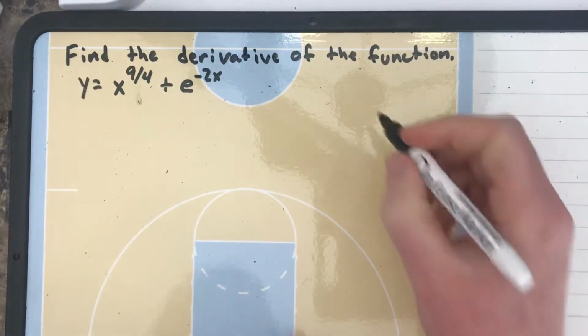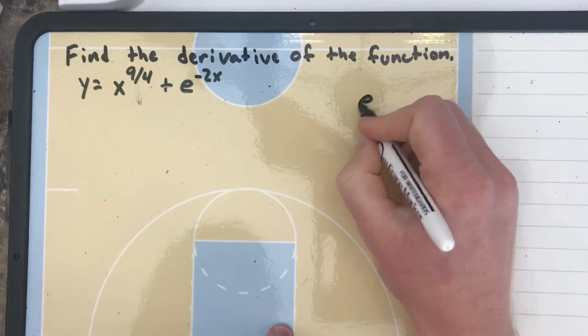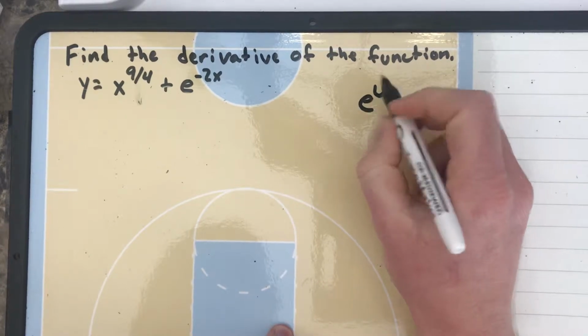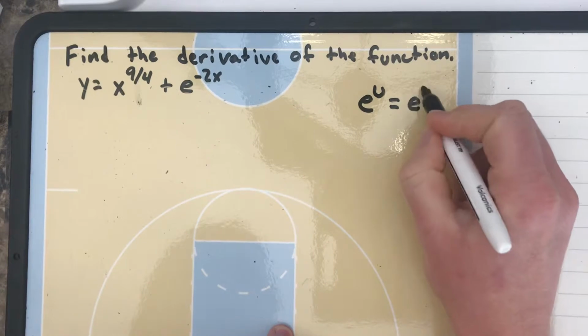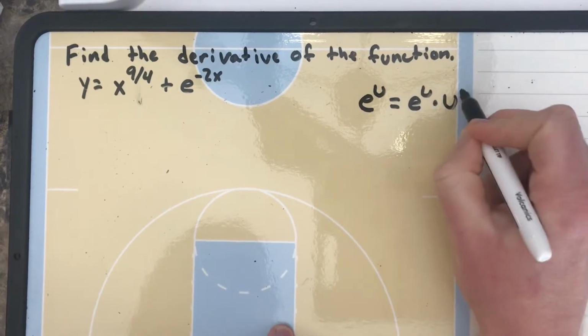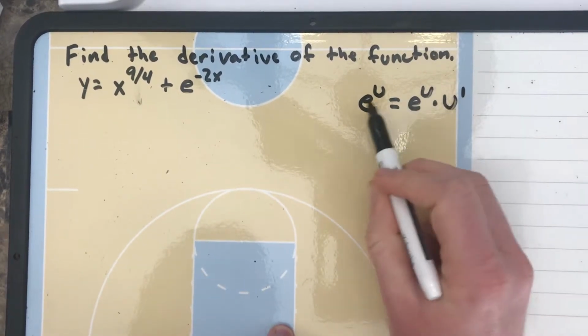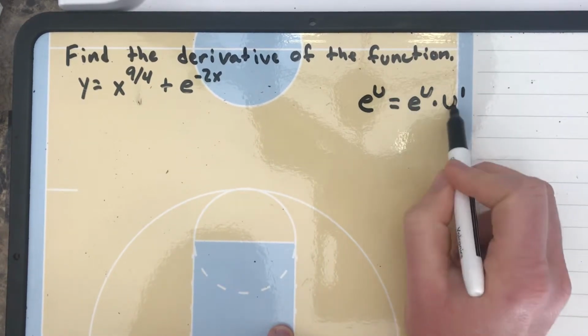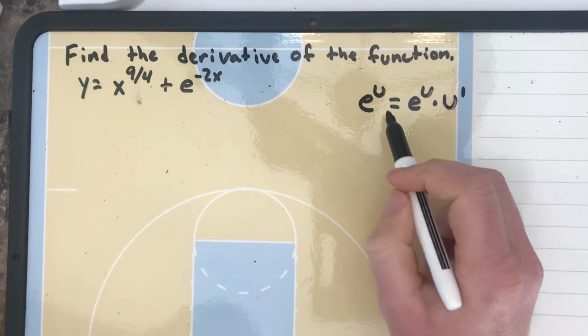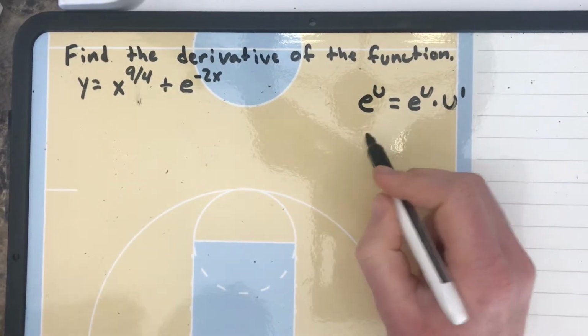So I just want to bring you back and remind you that when you take the derivative of e to the u power, you're going to get e to the u times u prime. So we take the original function, write it, and multiply it times the derivative of what u is. Just a reminder that this is how this works.